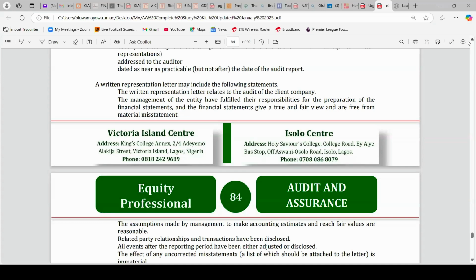There are some misstatements that are immaterial. Management will state why they've not corrected them. Then all of this will be stated in that written representation. The transactions have been recorded and included in the financial statements.